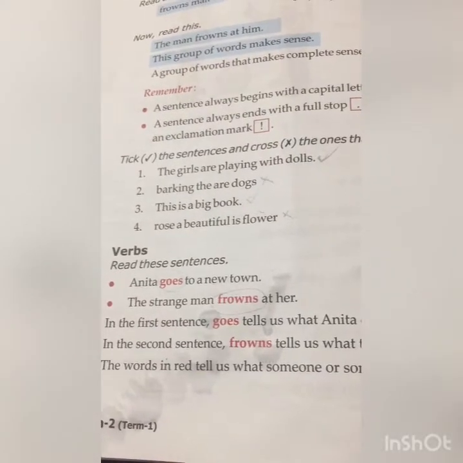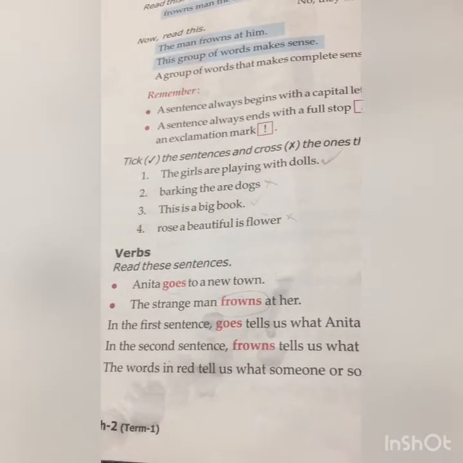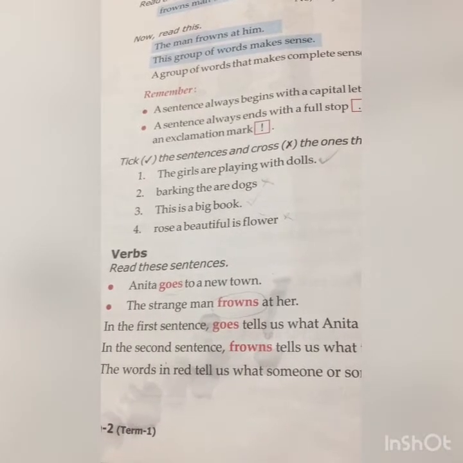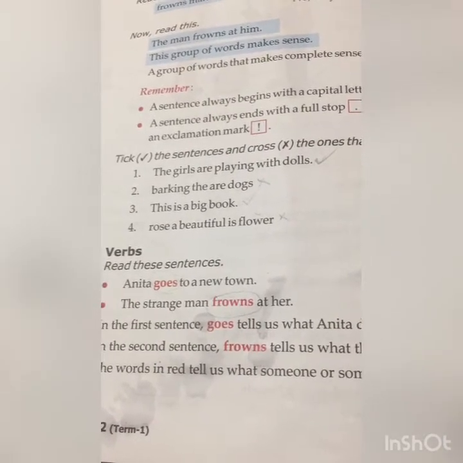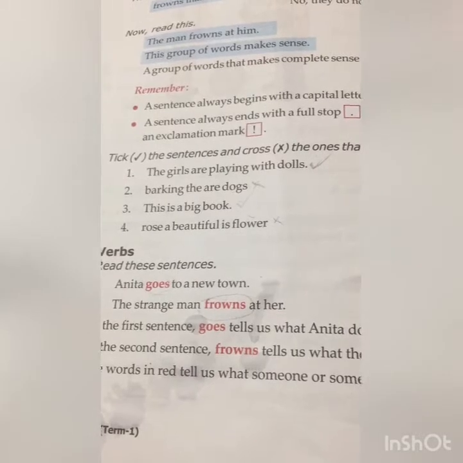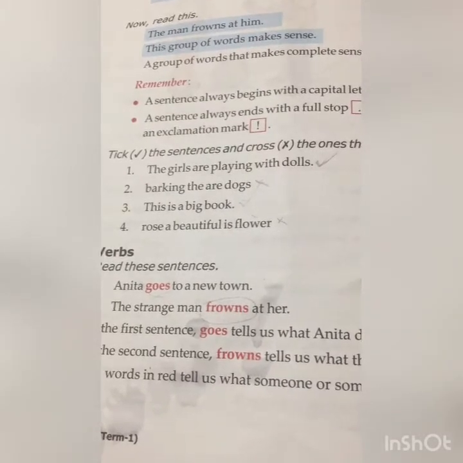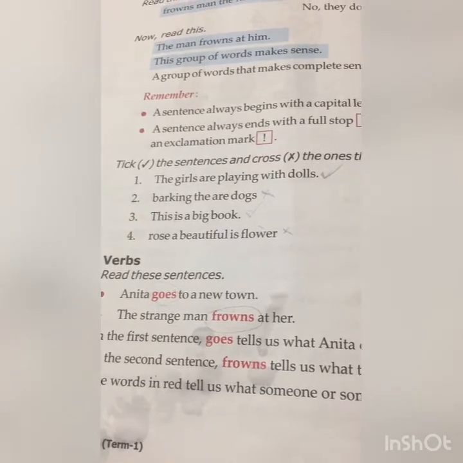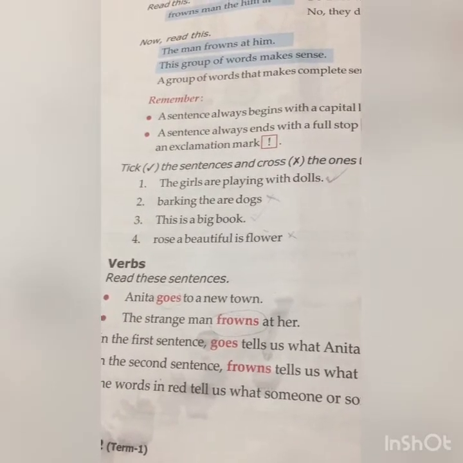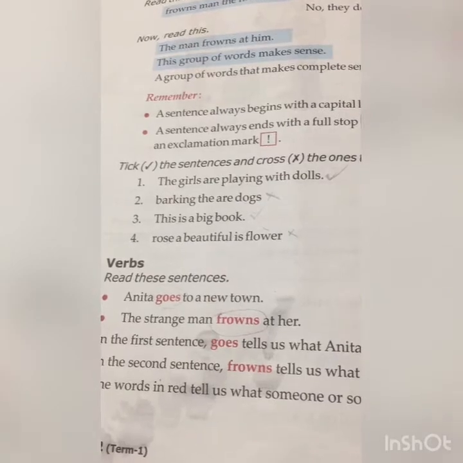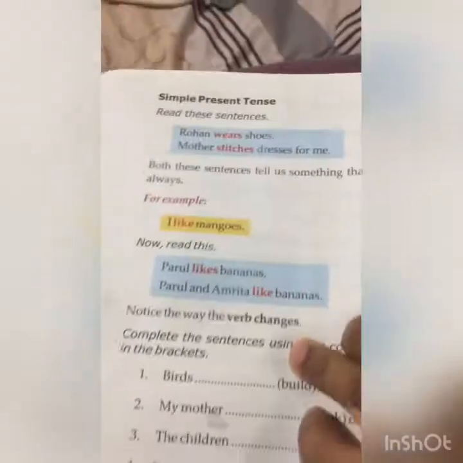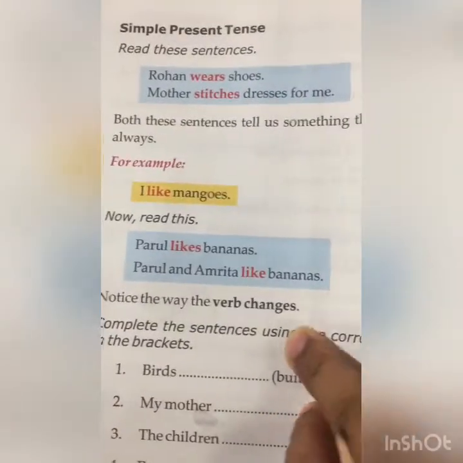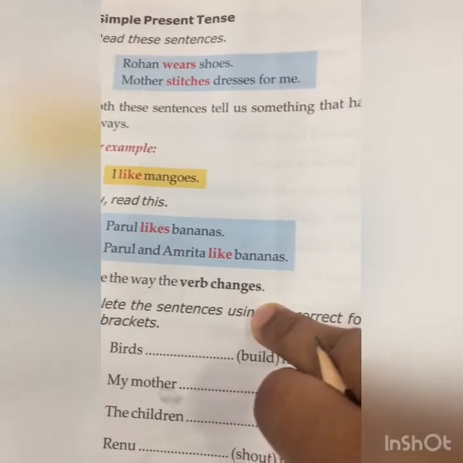Okay, now what have we learned? We have learned about verbs. What is a verb? It is a word that tells us what someone or something is doing, or action words, or a word that tells us an action. They are called verbs. Okay, now we are going to learn about simple present tense.